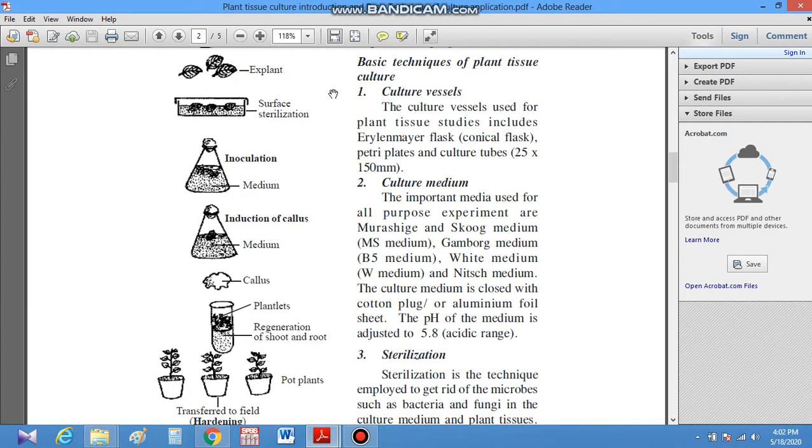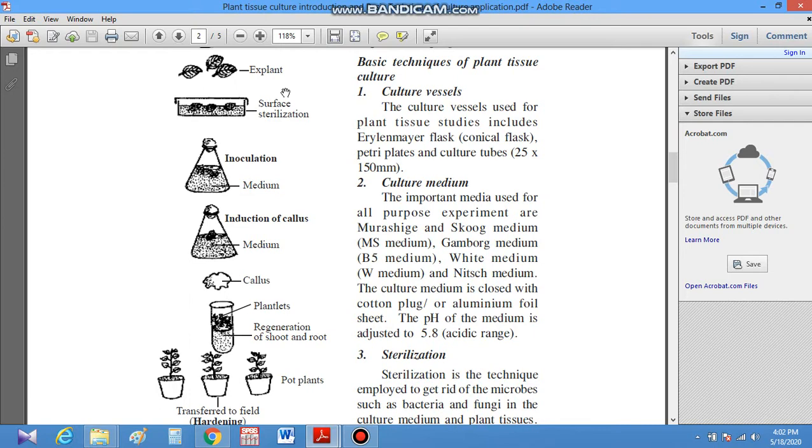Then we select the plant explant. An explant is any excised part of the plant to be used in tissue culture. We have previously discussed it. It may be leaf, stem, axillary buds, roots, shoot tips, anther, ovary, endosperm, embryo, etc. Then we sterilize the explant with sodium hypochlorite or mercuric chloride.